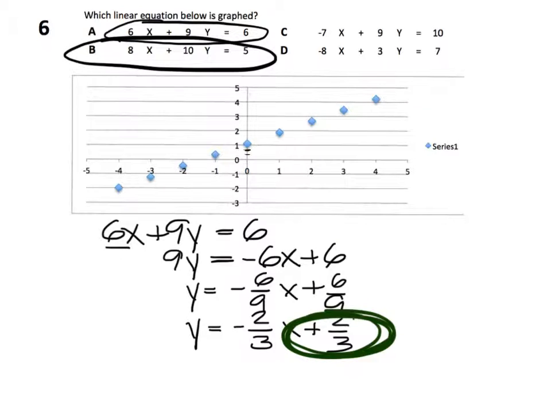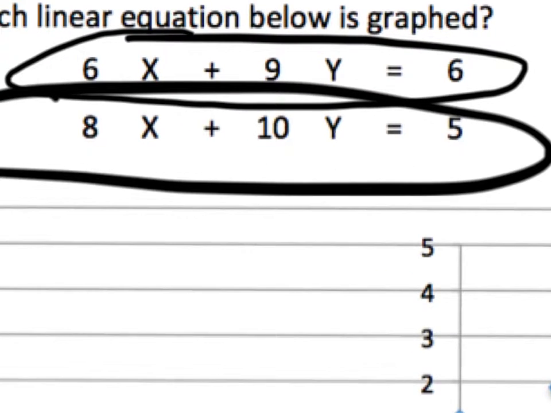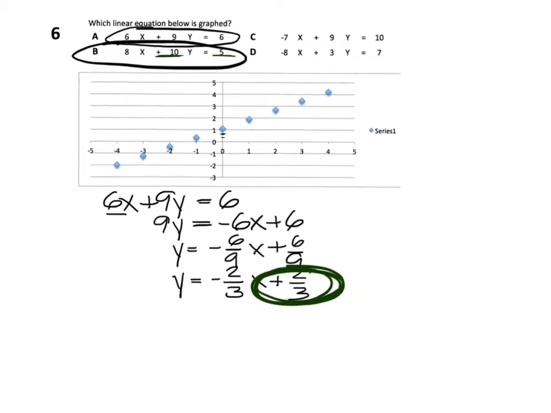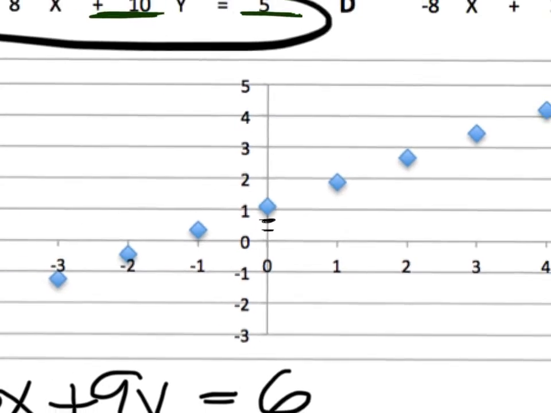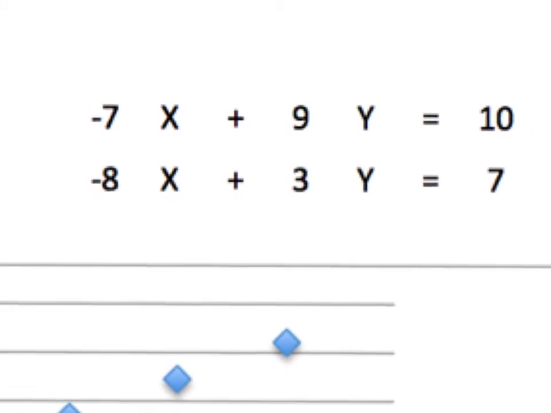Now notice that we did not use everything from that equation. The y-intercept can be found by doing this: this number divided by this one. So if I divide 5 by 10, what fraction do I come up with? 1/2. Is that line crossing at 1/2? No. Okay, so we'll come over here to this.